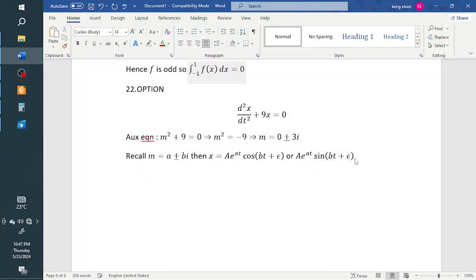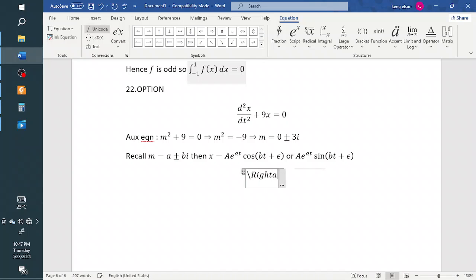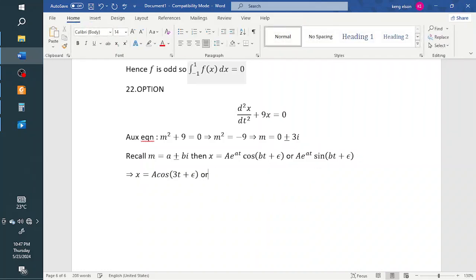So it therefore means that in this case we have x equal to a constant, e raised to the power 0 t. So I just remove it from there. The cosine of my b, which is 3, so 3t plus epsilon, any constant of your choice, or we use sine. Here we have 3.